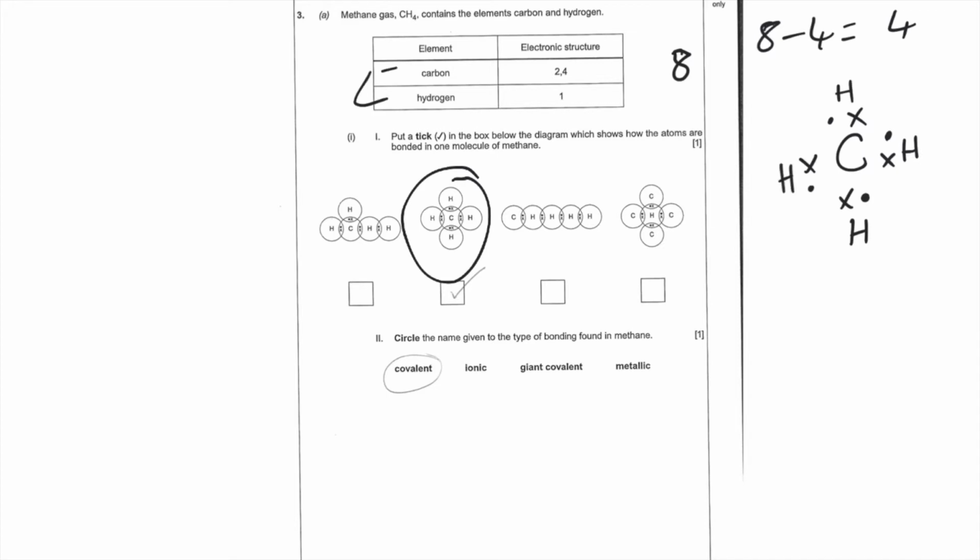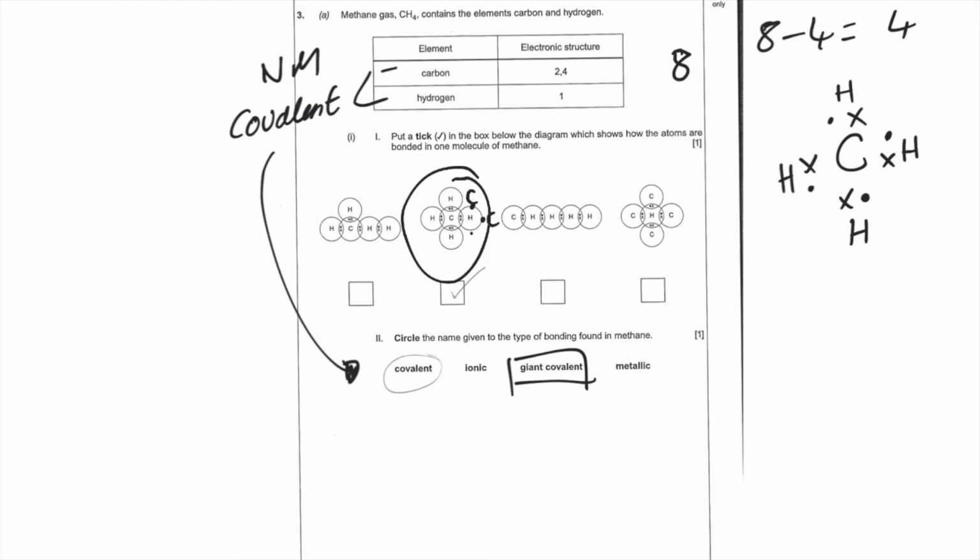They're both non-metals, so it's covalent bonding, okay? And then it says circle what it is, covalent, okay? Not giant structures. Giant covalent would be this structure over and over again. So another carbon by here, another carbon by here, over and over again would be giant. That's very simple because it's very small bonding happening there.